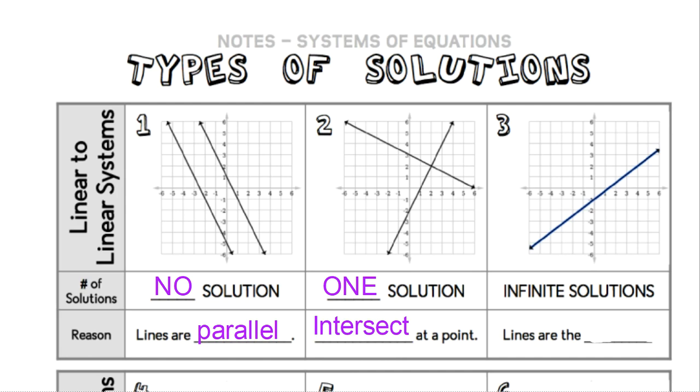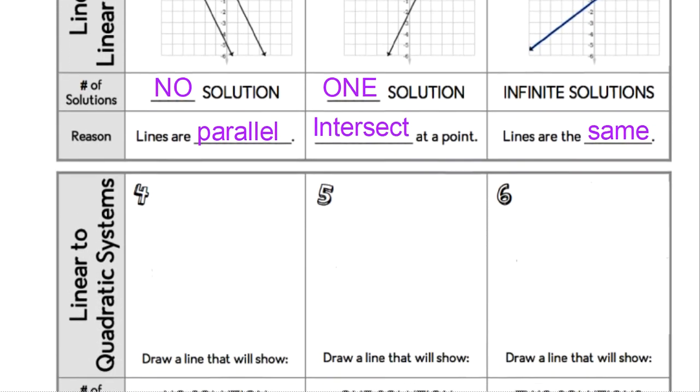Our last linear to linear system that can happen is where those two lines are always intersecting. It looks like one line, but it's because they're the same line as each other. When two lines are the same, we say that they're always intersecting, which means they have infinite solutions. Every point along the line is a solution. So those are linear to linear systems: two lines, and we're looking for their intersection point.